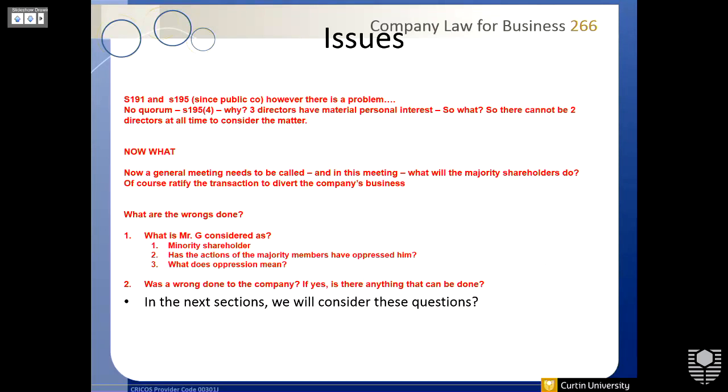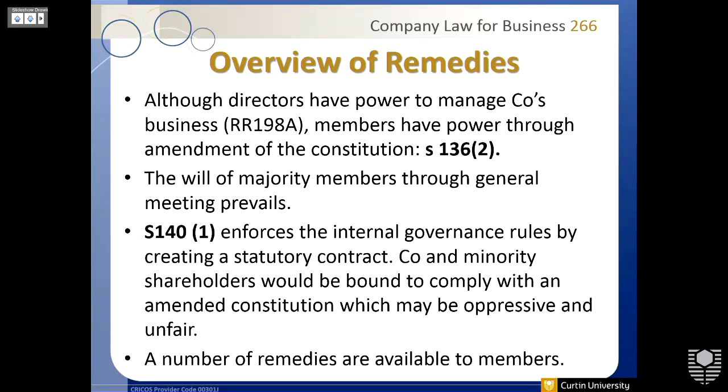This is derivative action. And the sections that we will look at are sections 236 and 237, where the member has to go to court and ask for permission from the court to bring this action. So that's the first step. They have to ask permission from the court to bring the action, and then they can initiate the action. So it's a two-step process. First step, ask permission. Next step, sue the concerned persons.